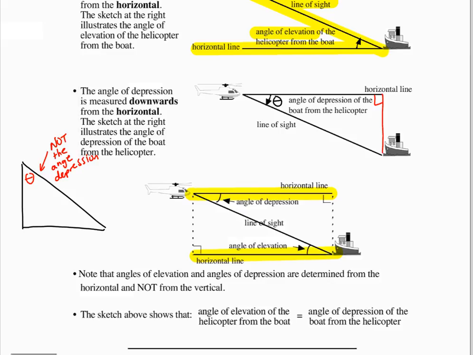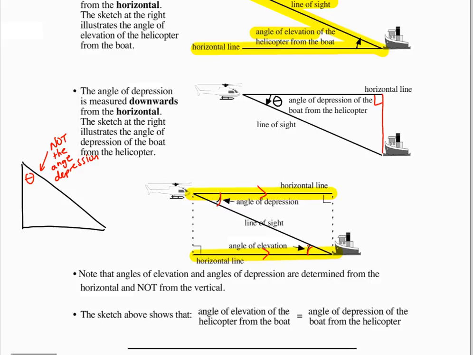But the good thing is, because of the properties of 2 parallel lines and a transversal cutting them, they're equal to each other. So when the question tells you, hey, you have an angle of depression, you can cross that out and write angle of elevation. They're equivalent.